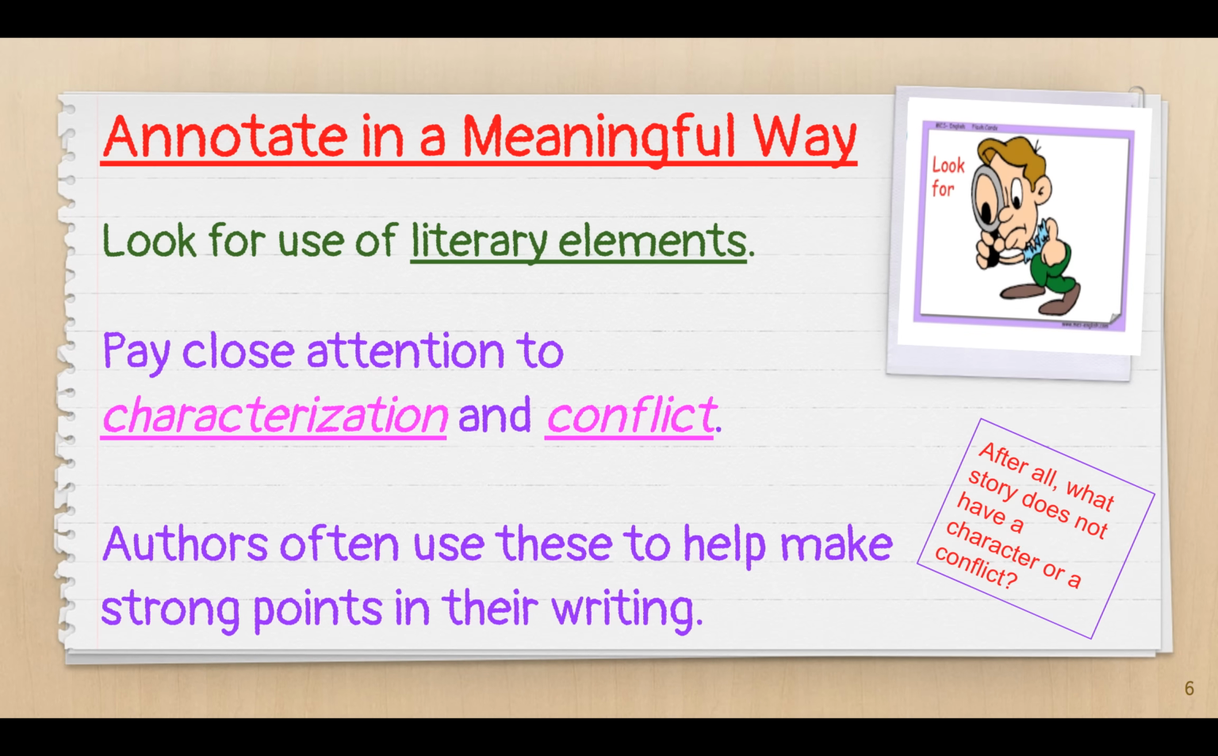Now, you're going to have to write about one literary strategy that the author uses. So while you're reading the text, you want to be searching for these and annotate in a very meaningful way. So look for those literary elements. Pay close attention to the characterization that the author uses and the conflict that the author creates. Authors often use these to help make strong points in their writing.